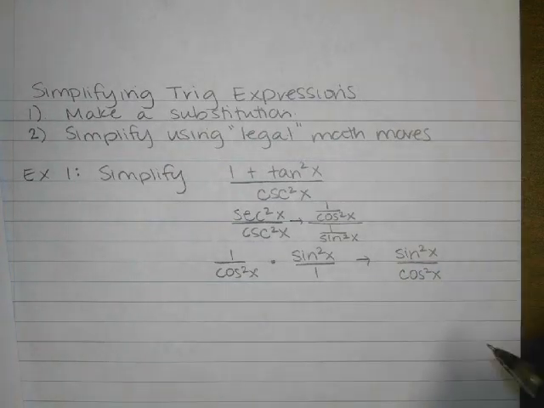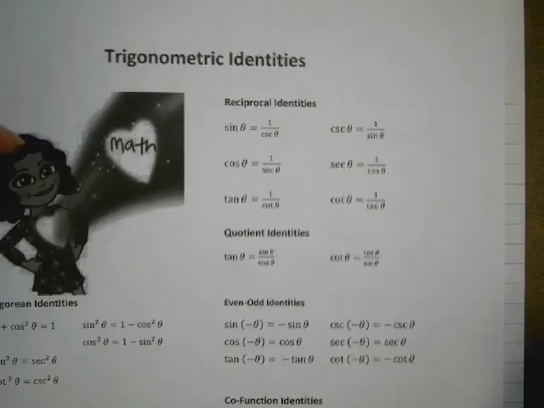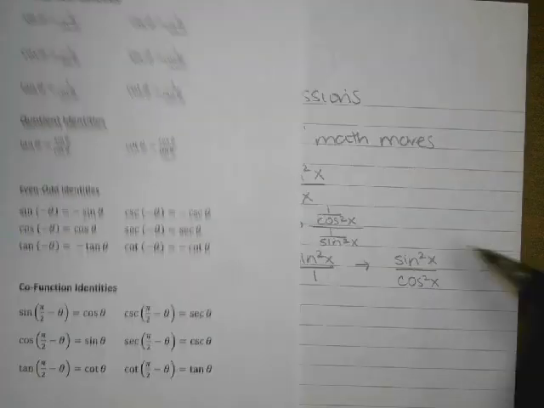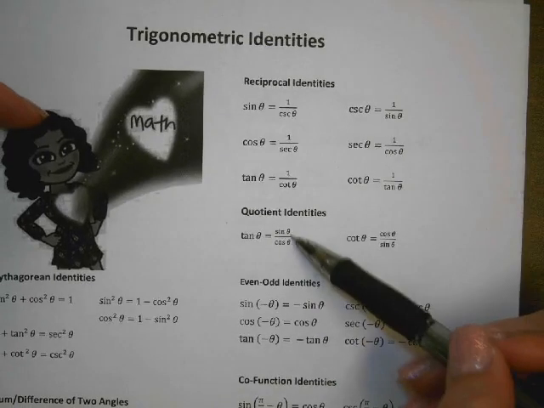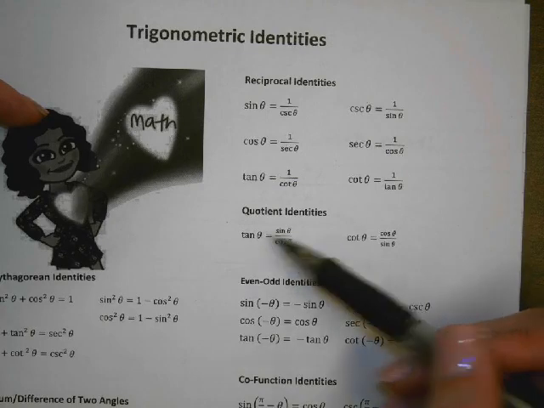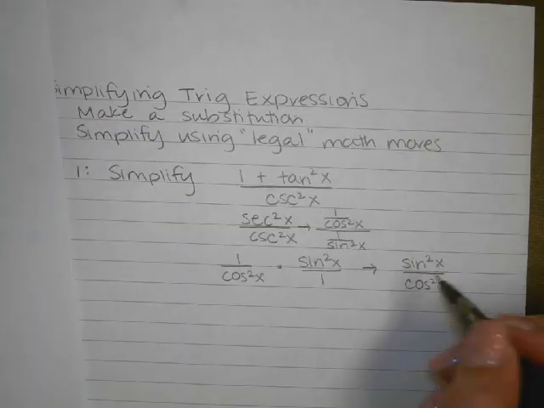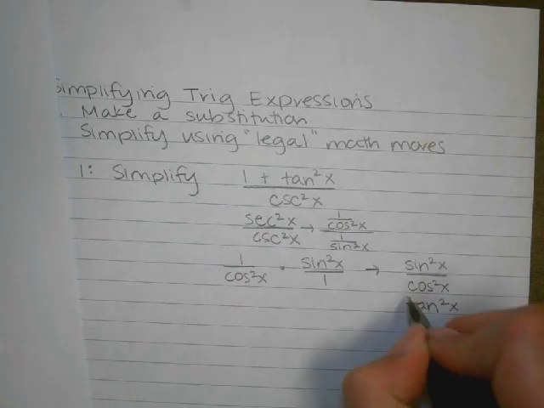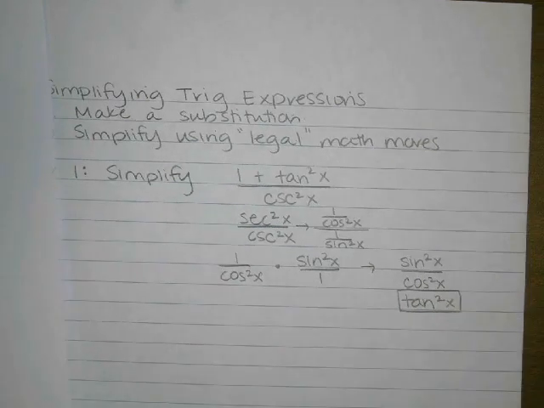I don't have any more legal math moves I can make, so I'm going to go ahead and look at my sheet. When I look here, I know that sine over cos is tangent, so that means that sine squared over cos squared would be tan squared. So I'm going to substitute it. I'm going to say this is tan squared, and that's pretty simple there, so that means that I'm done.